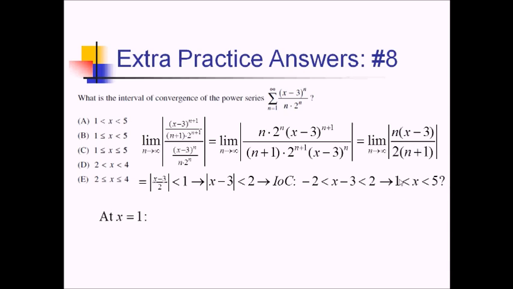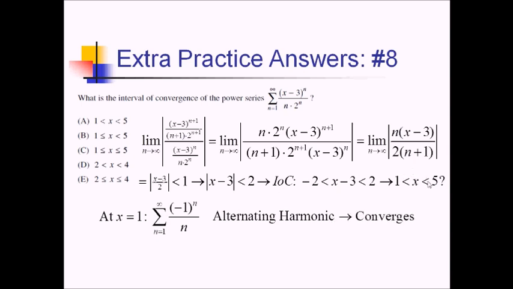So if x equals 1, what does that do to our series up here? Well, 1 minus 3 is -2 to the n here. We've got -2 over 2 to the n. That's really -1 to the n over n. And this is actually the alternating harmonic series, which we know converges.